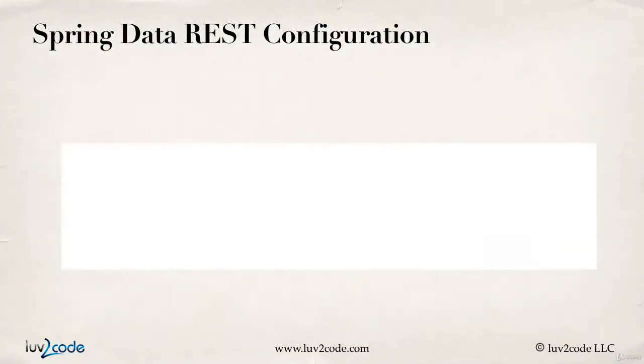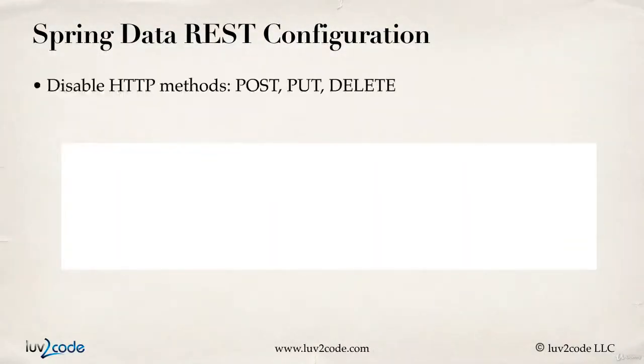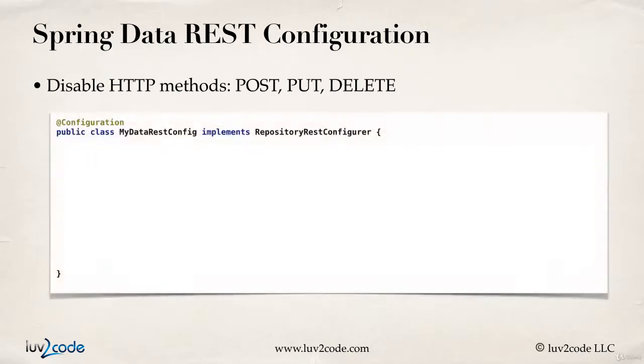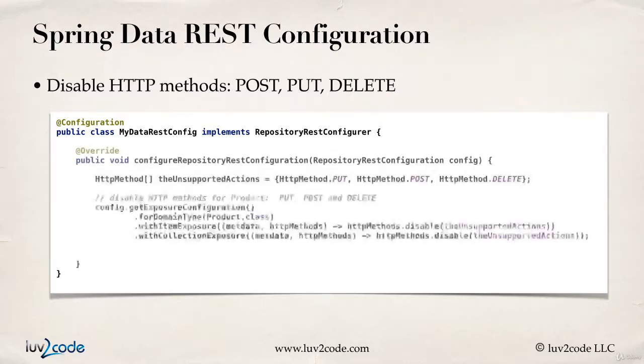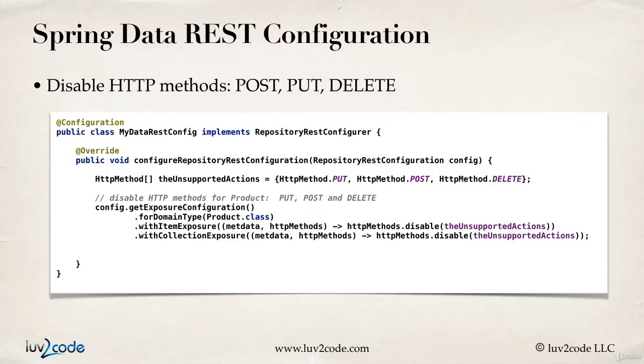Alrighty, so let's look at setting up the Spring Data REST configuration. So we're going to disable the HTTP methods for post, put, and delete. So we'll create this special configuration class. We'll have this MyDataRestConfig that implements RepositoryRestConfigurer. And this interface is from the Spring Data REST API. And we'll simply override this method, or implement this method, for configureRepositoryRestConfiguration.